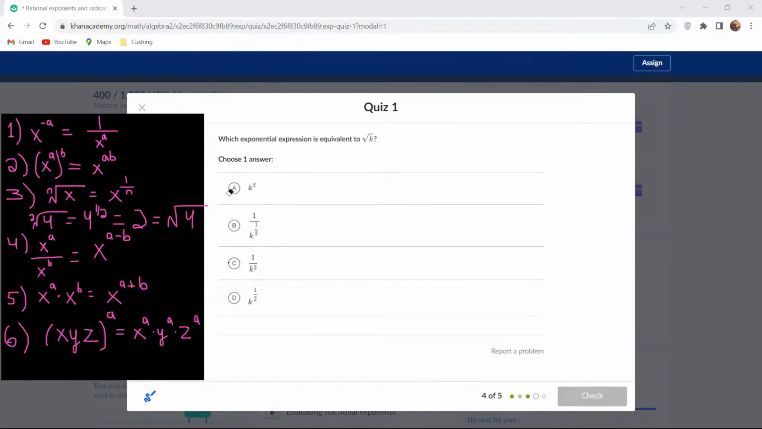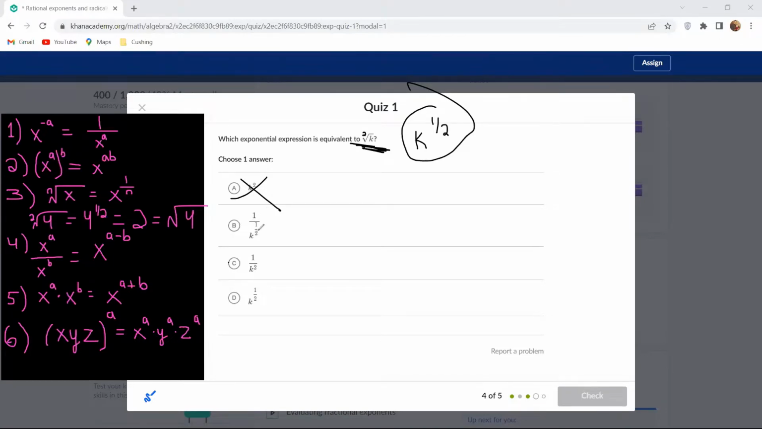Okay. Oh, this is fun. This one's easy. All right, it says which exponential expression is equivalent to the square root of k? Square root of k. Well, when we take the square root, you can imagine that invisible 2 there. What we're saying is this is the same as k raised to the 1/2 power. So the square root is the same as the 1/2 power. It's kind of just a definition. It's like an identity. So the square root of k, does that equal k squared? No. Is it k to the 1/2, not to the 2. Is this equal to k to the 1/2?